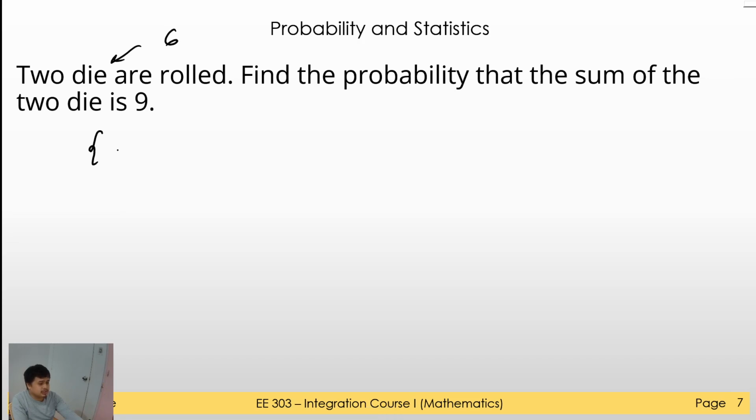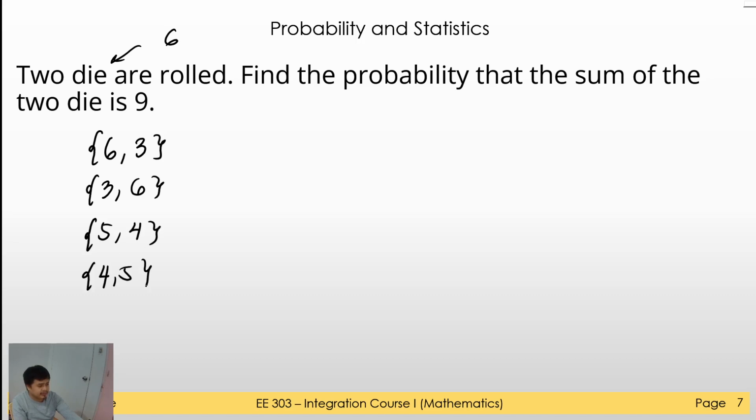So a first combination of that will be, let's say, 6 and 3. So 6 for the first die and 3 for the other die. Or it could be vice versa, so we have 3 and 6. Or it could be 5 and 4. Or it could be 4 and 5. Okay? So this will total to 9. Therefore, we have four ways that their sum is 9.